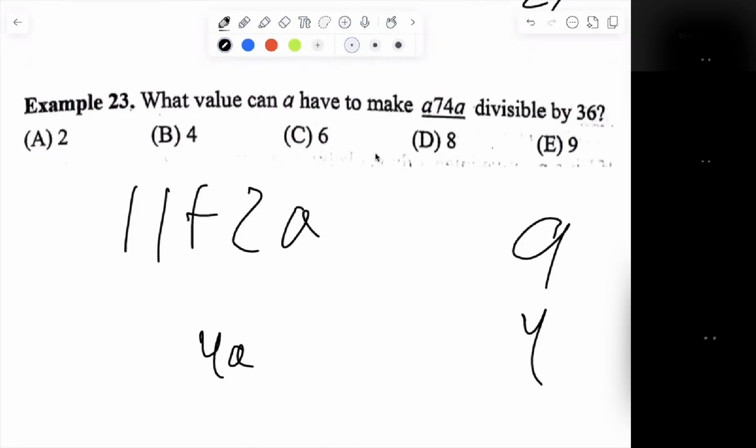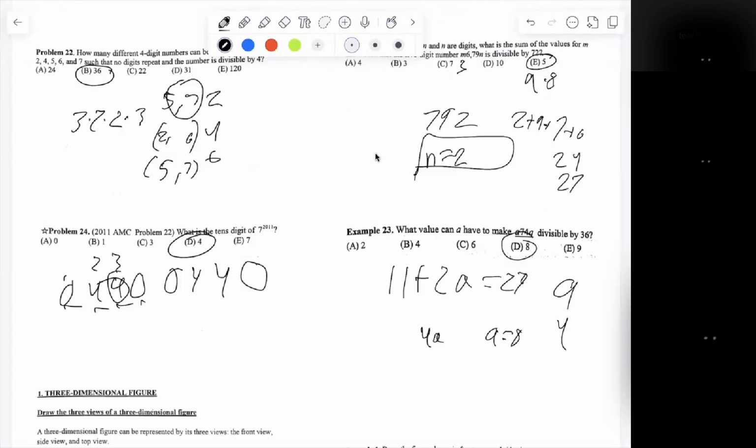Doing this, the only answer for this question will be A equals 8, since 11 plus 2 times 11 plus 2 times 8 is just 27. And 4 times 8 is 48, and 48 is divisible by 4. So the answer to this question is just 8.